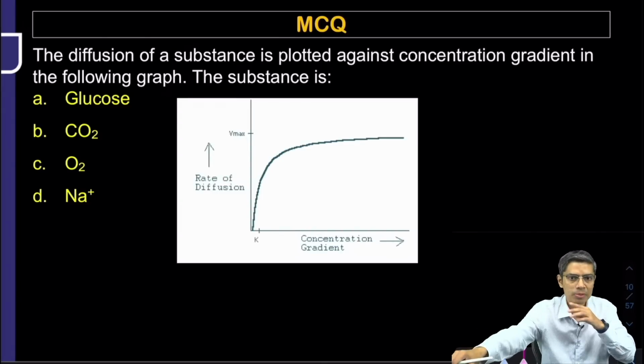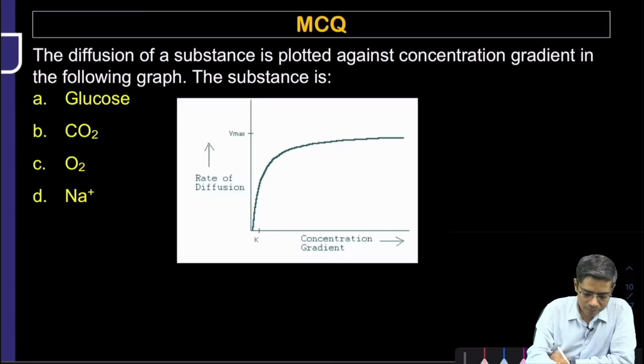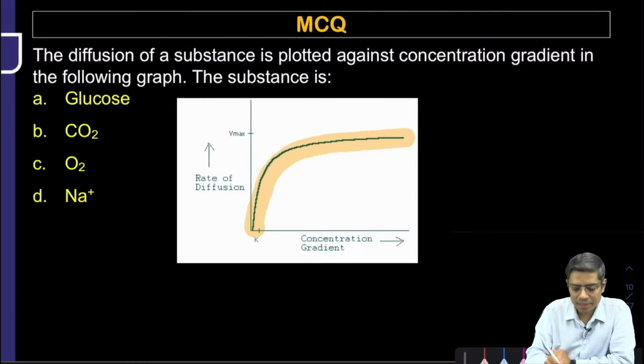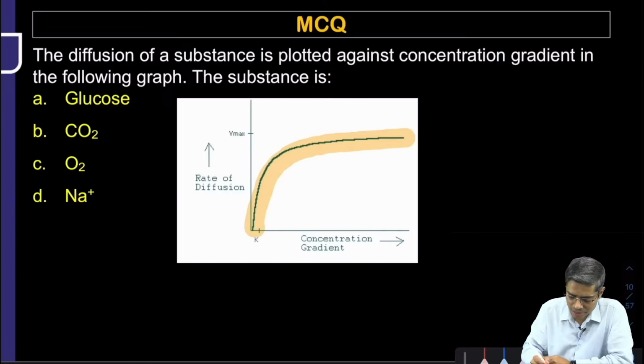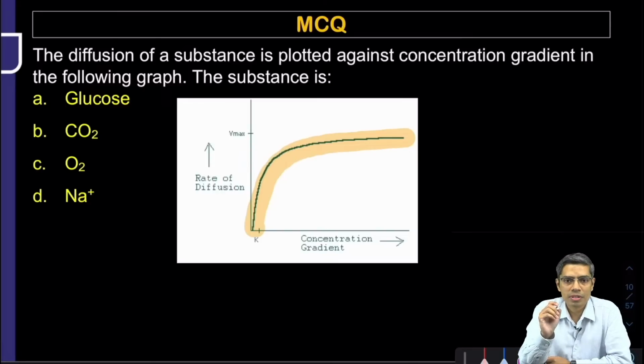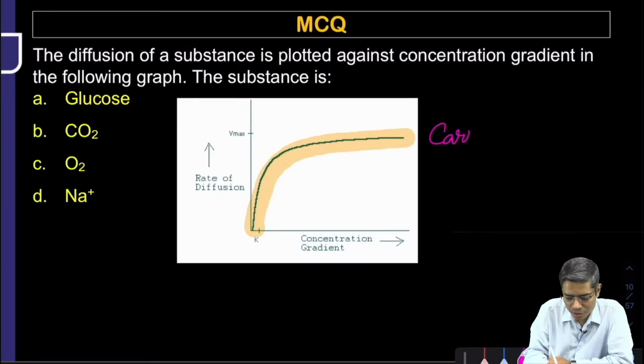Okay, so all of you are absolutely clear. So, here the graph that is given, this is the typical curve of saturation kinetics, right. Any kind of transport process which is mediated by carrier protein will follow this kind of kinetics, right.